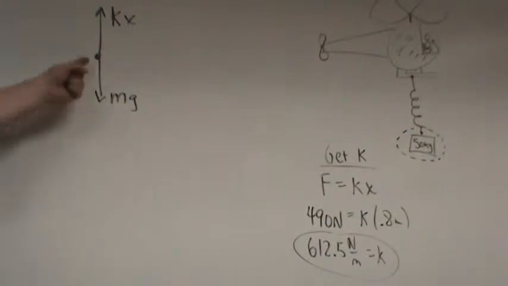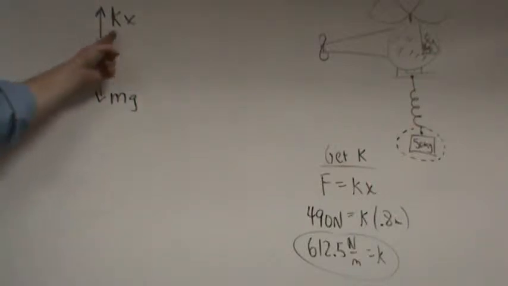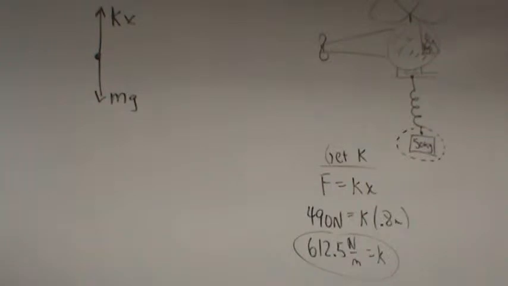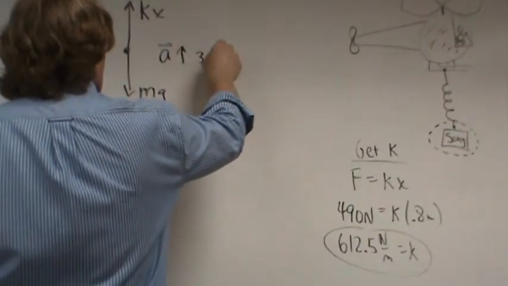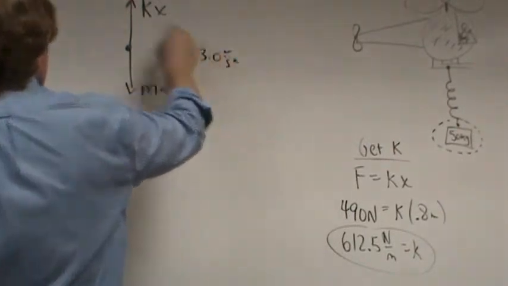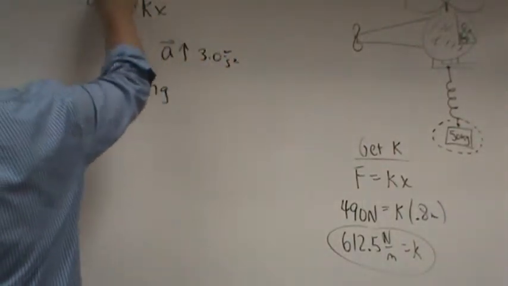By the way, should I call that negative Kx? That's what Hooke's law says. No, never ever use the negative. I gave you the negative here just to let you know that it's a restoring force, but in every problem you ever do in this class, you'll use positive Kx for the spring force. Okay? And this thing is accelerating upward at 3.0 meters per second squared. I'm going to define up as positive.